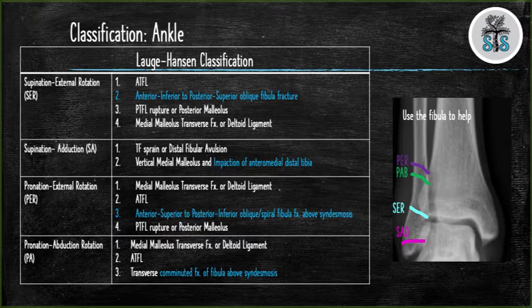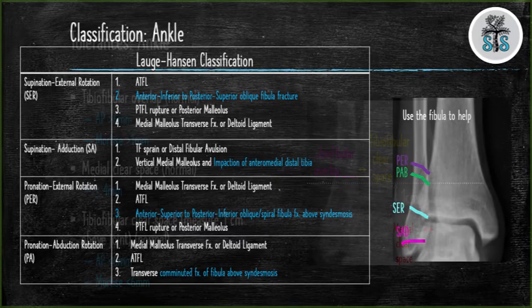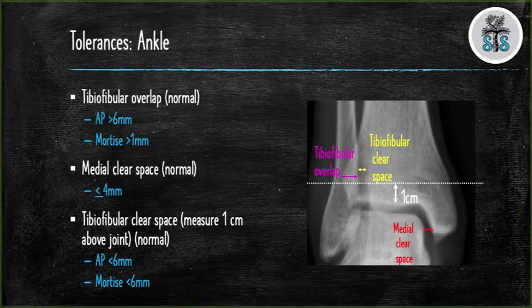If you were asked to classify the ankle fracture on rotations and you have no idea, you have the best chance of being correct by saying that the fracture is an SER type injury, as this injury is the most common subtype. There are three surgical tolerances that you should know.